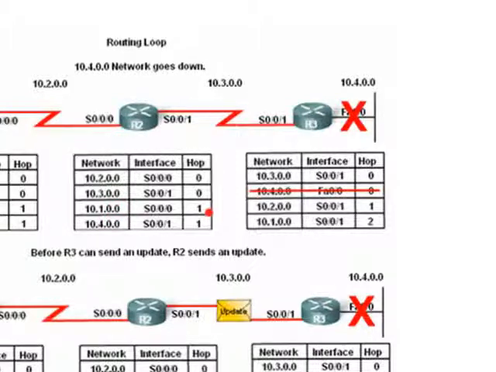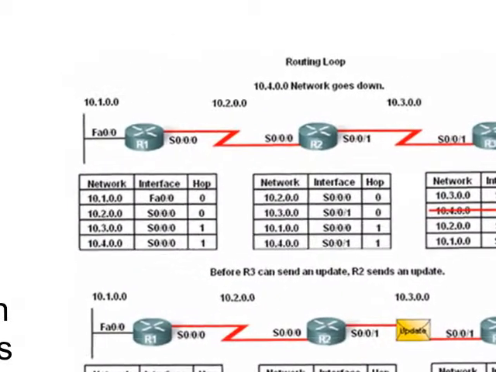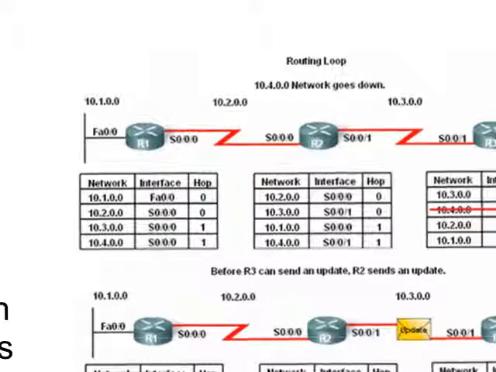Then, 10.1.0.0 with a hop count of 2. 10.1.0.0, which is this one, right? With a hop count of 2, so that makes sense. So, you will have to go through R2 and then from R2 to R1, so that makes sense.